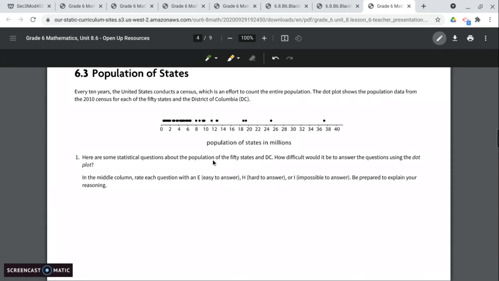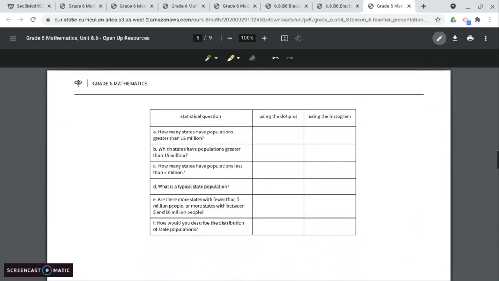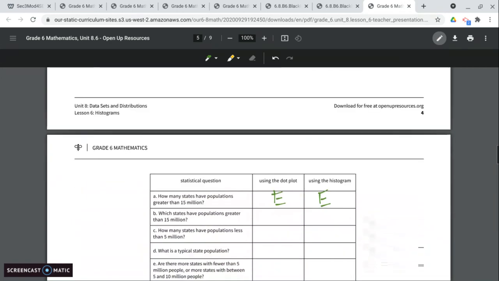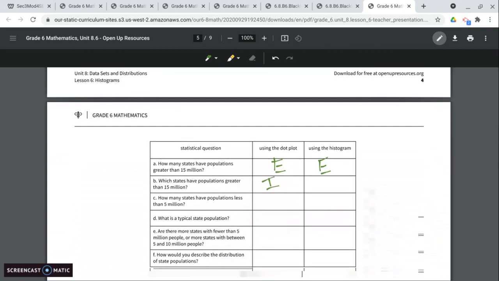So if we look at this, here's our 15 million. Well, for that one, it'd be pretty easy because there's not very many that have over 15 million. So using a dot plot would be easy. Using the histogram, it'd still be easy. Which states have a population greater than 50? Can we tell that? No, it'd be impossible. It would also be impossible for the histogram because that doesn't show specific states.